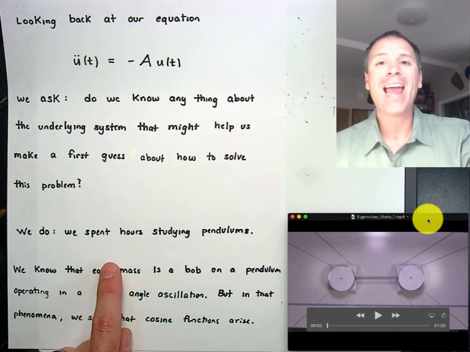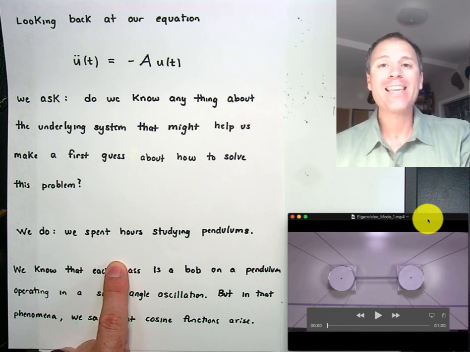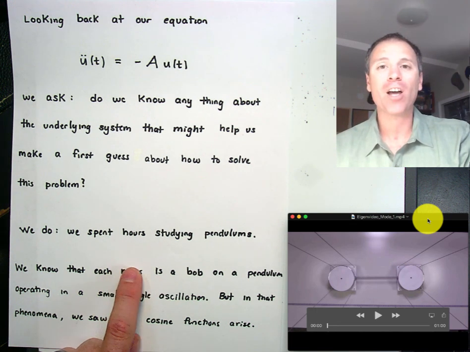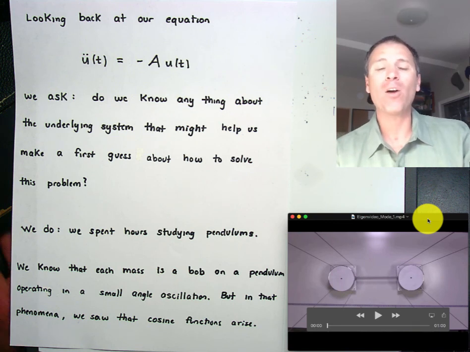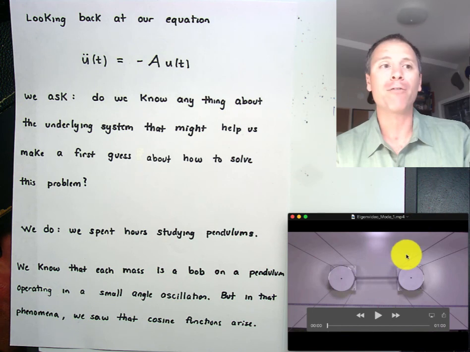Specifically, we've spent hours studying pendulums. These systems are just sets of coupled pendulums. Moreover, when we put these systems in motion, we're assuming small angle oscillations. We've already seen that small angle oscillations in pendulums give rise to this quote-unquote cosine phenomenon.